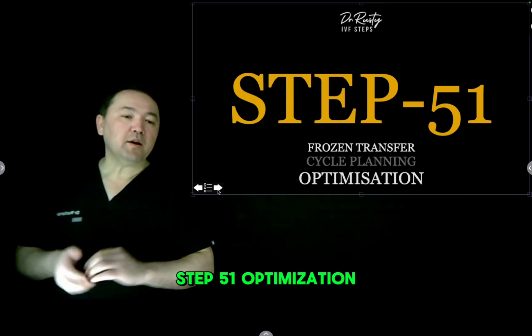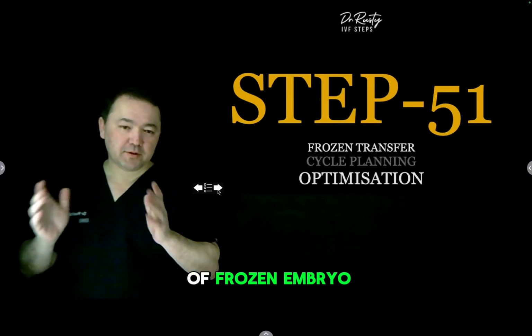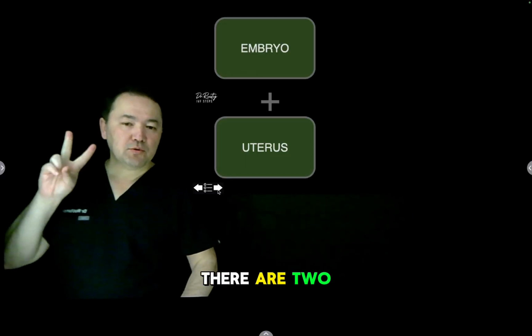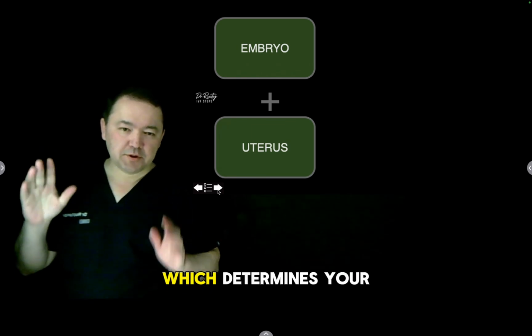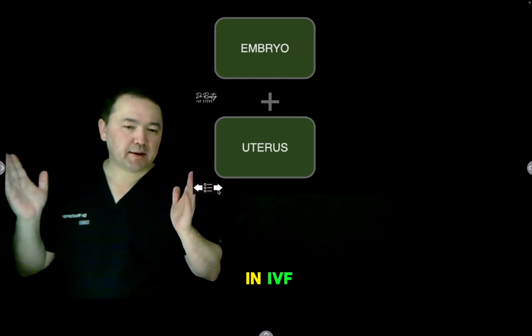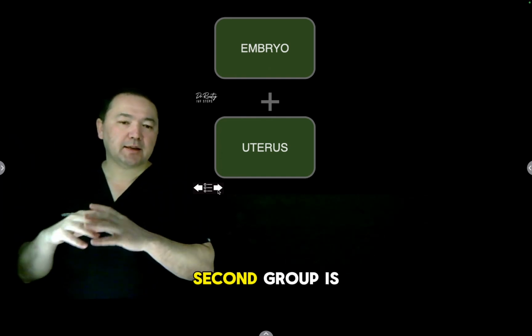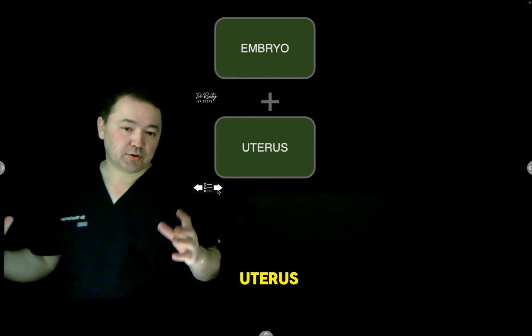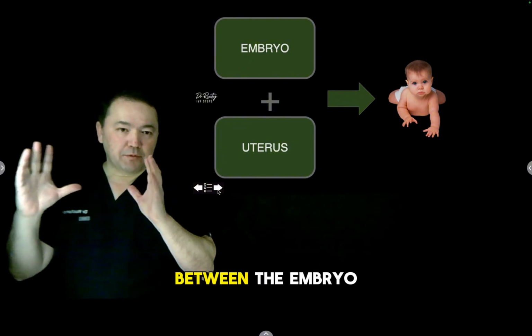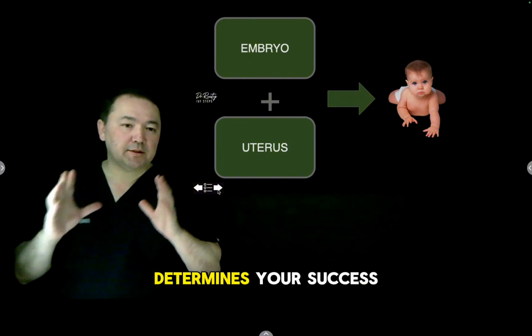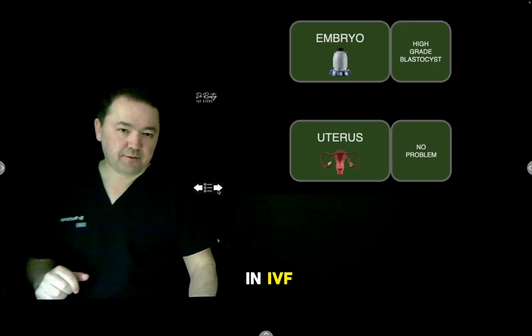Step 51, optimization of frozen embryo transfer cycle. There are two big groups of factors which determine your success or failure in IVF. The first group is linked to the embryos. The second group is linked to the uterus. So between embryo and uterine factors determines your success in IVF.